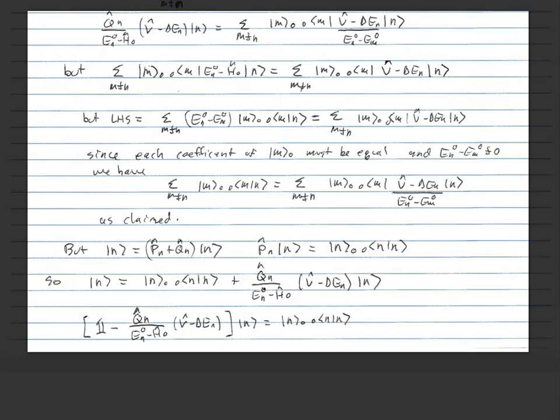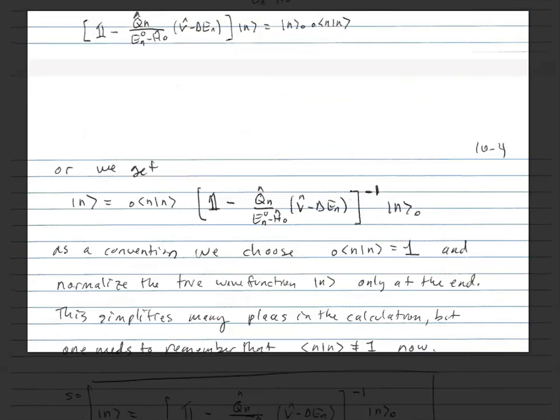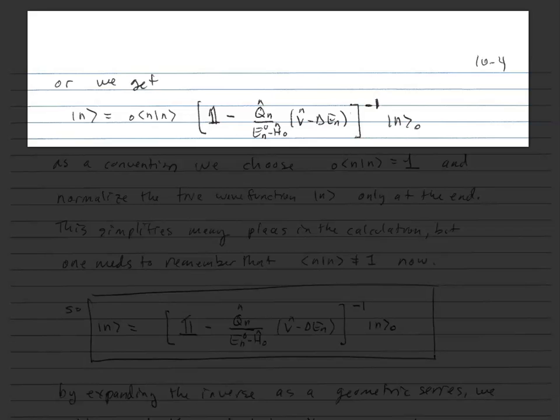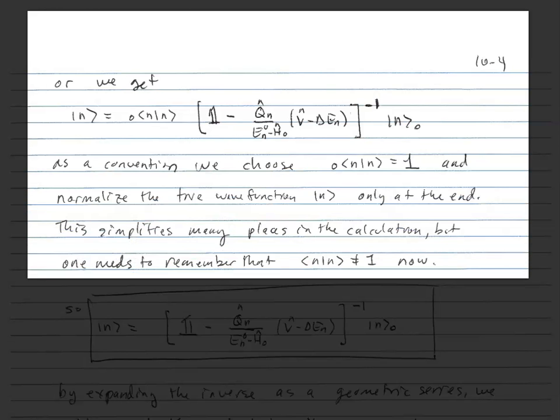All right. Now I think you're going to be able to imagine what we're going to do next. We're going to multiply by the inverse operator of that big operator on the left-hand side. And then to get our perturbation theory, we're going to expand that in a geometric series. Okay, so what we find is that the state |n⟩ is equal to ⟨0n|n⟩ times 1 minus Qn over En0 minus H0 V hat minus delta En, whole thing inverse, acting on the state |n₀⟩. By convention, we pick the overlap ⟨0n|n⟩ to equal 1.